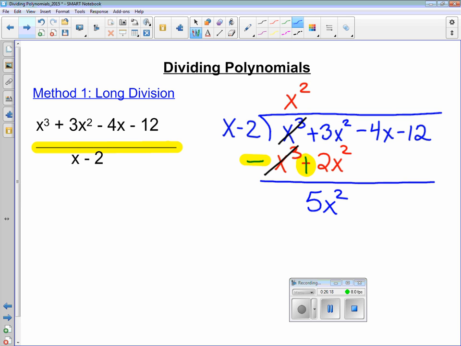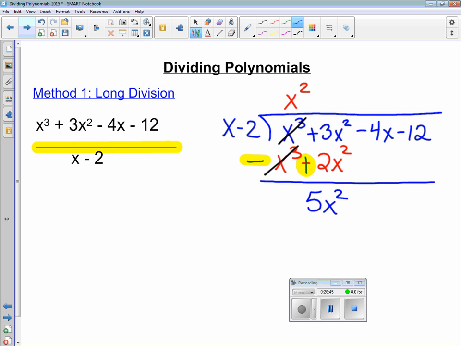Okay? If it helps you. Yes, sir. Yes, ma'am. When we subtract, we change the signs. I subtracted a negative because it started out as a negative. When you subtract the negative, it's adding. Then you just combine. That's right. You just combine.